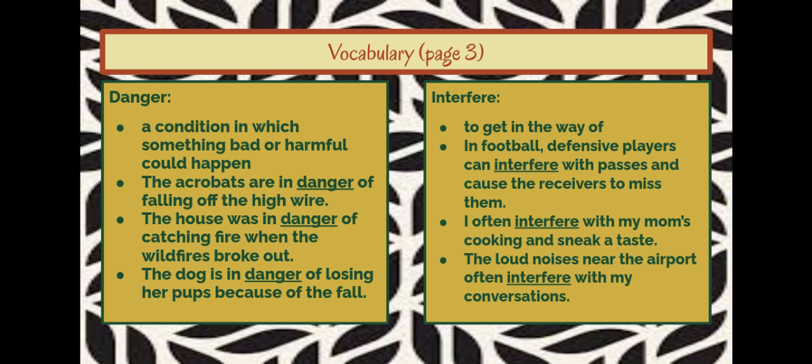If your sister stands between you and the television, is she interfering? Yes or no? If a friend helps you carry your books, is he interfering? Yes or no? Now I want you to turn to your partner and tell about a time that someone interfered in something you were trying to do.